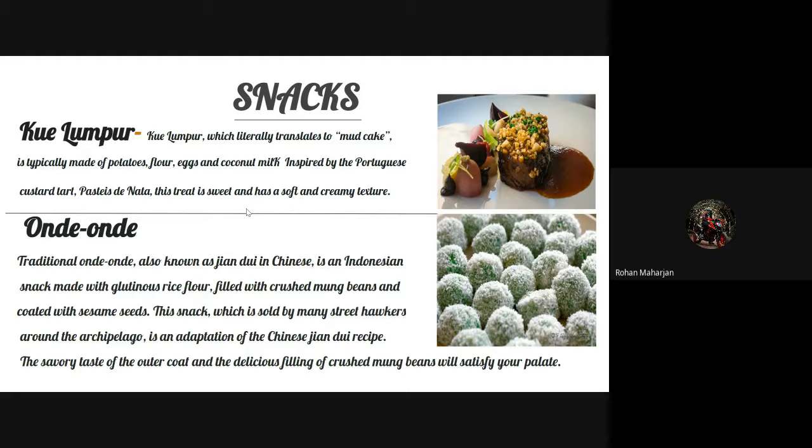This treat is sweet and has a soft and creamy texture, and onde onde, also known as jian dui in Chinese, is an Indonesian snack made with glutinous rice flour filled with crushed mung beans and coated with sesame seeds. This snack, which is sold by many street hawkers around the Archipelago, is an adaptation of the Chinese jian dui recipe. The savory taste of the outer coat and the delicious feeling of crushed mung bean will satisfy your palate, he said. And we ordered these snacks, and it was so good that we lost our words to say.